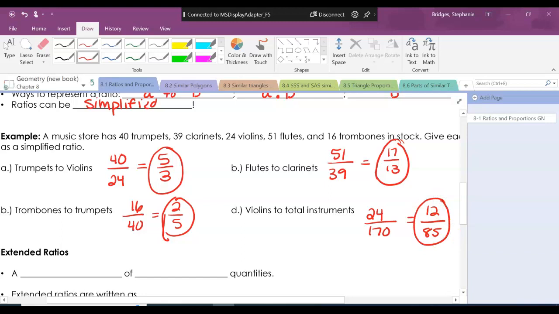Okay. Everybody good with ratios? Not too terribly difficult, right? Especially if you have a calculator that helps you do the reducing.